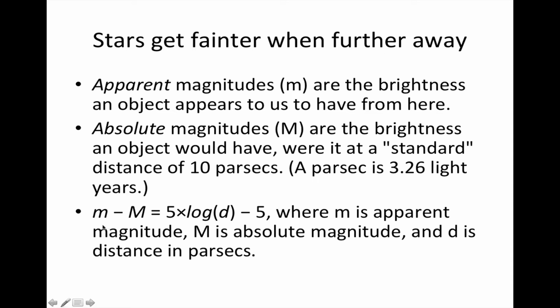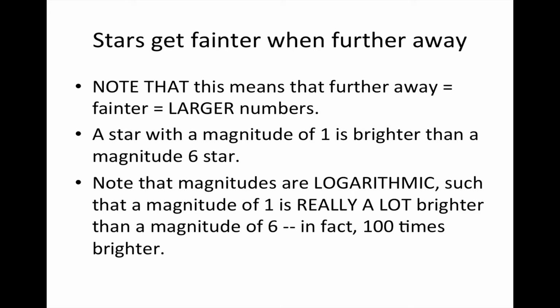The relationship between apparent and absolute magnitudes is given by apparent magnitude minus absolute magnitude is equal to 5 times the log of the distance minus 5. Little m is the apparent magnitude, big M is the absolute magnitude, and d is the distance in parsecs. Now, if you look at that math, further away things that are fainter have bigger numbers. So a star with a magnitude of 1 is brighter than a magnitude 6 star. But magnitudes are logarithmic by definition. So a magnitude of 1 is really very much brighter than a magnitude of 6. Not 6 times brighter, but 100 times brighter.